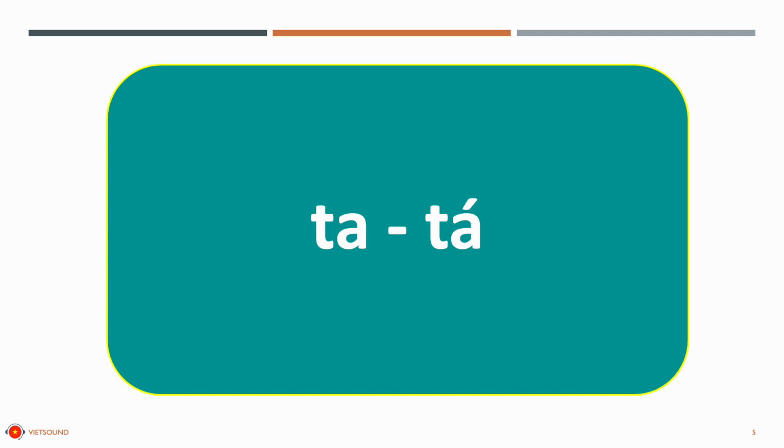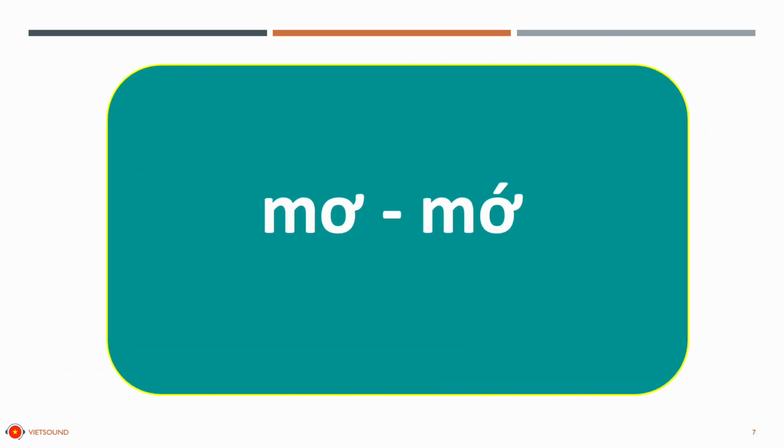Now let's try to say some paired words. The first word is without tone and the second one is with the rising tone. I'm gonna say the words first, then you'll have a few seconds to copy exactly how I pronounce these words. The first pair of words is ta, tá. Ma, má. Mơ, mớ.